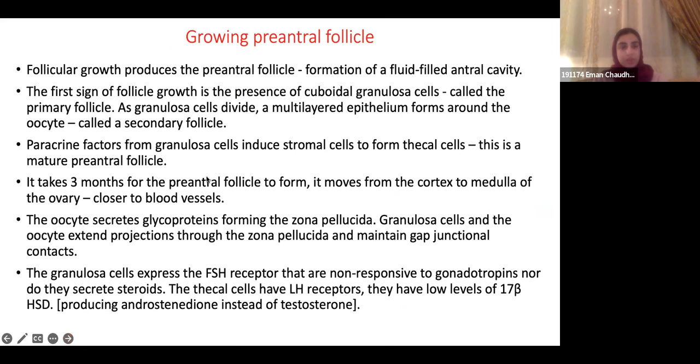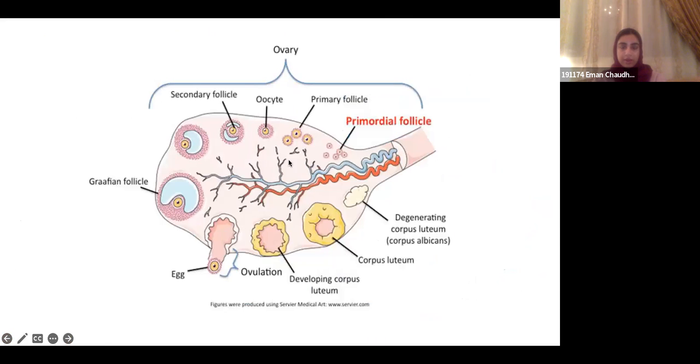It takes around 3 months for the preantral follicle to form and move from the cortex to the medulla. So again, cortex, medulla. So it's moving closer to the blood supply. And can anyone tell me why? Like why that's important?